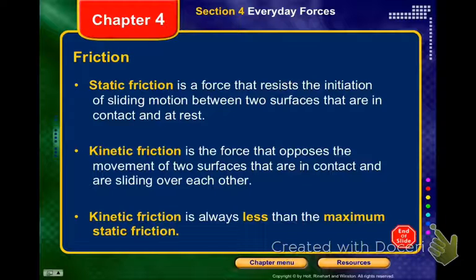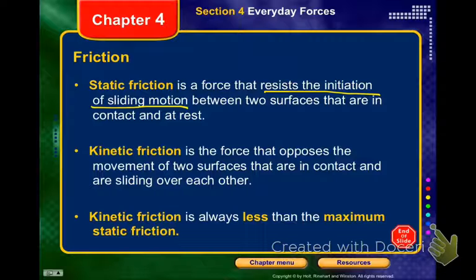So you've got two objects that are in contact. They are stationary or at rest to each other. So how can you overcome that initial rest position and get your object to start moving? And then you've got kinetic friction.